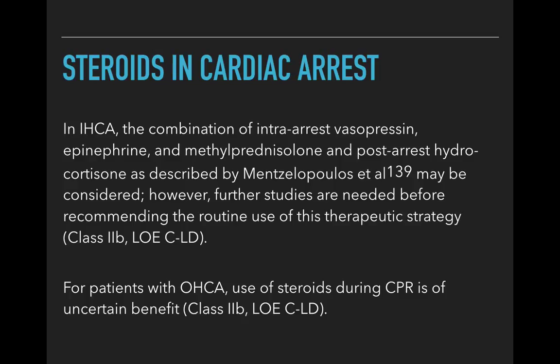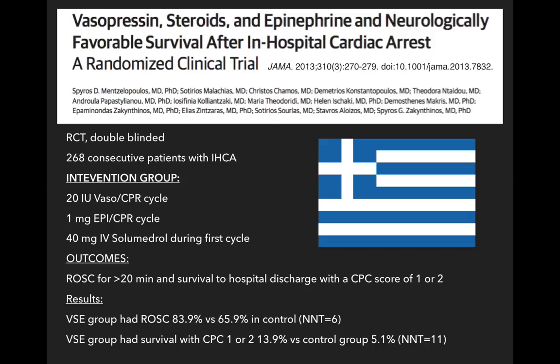And for me, I could talk about this a lot. I mean, the study was done in Greece, and basically it was really well done. They get 20 units of vaso and a milligram of epi every cycle, and during the first cycle, they actually got 40 milligrams of IV Solu-Medrol, and the control group got some placebos.